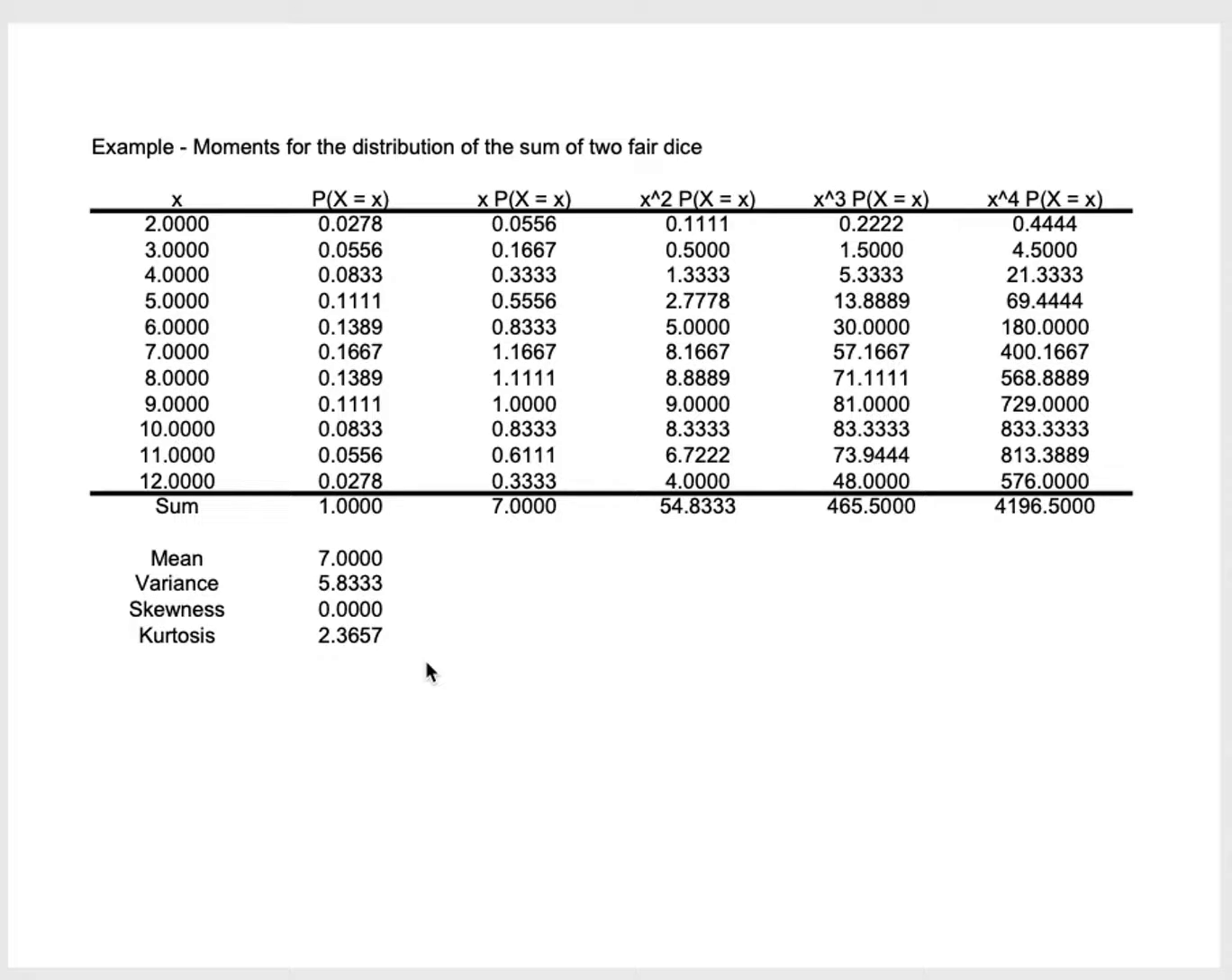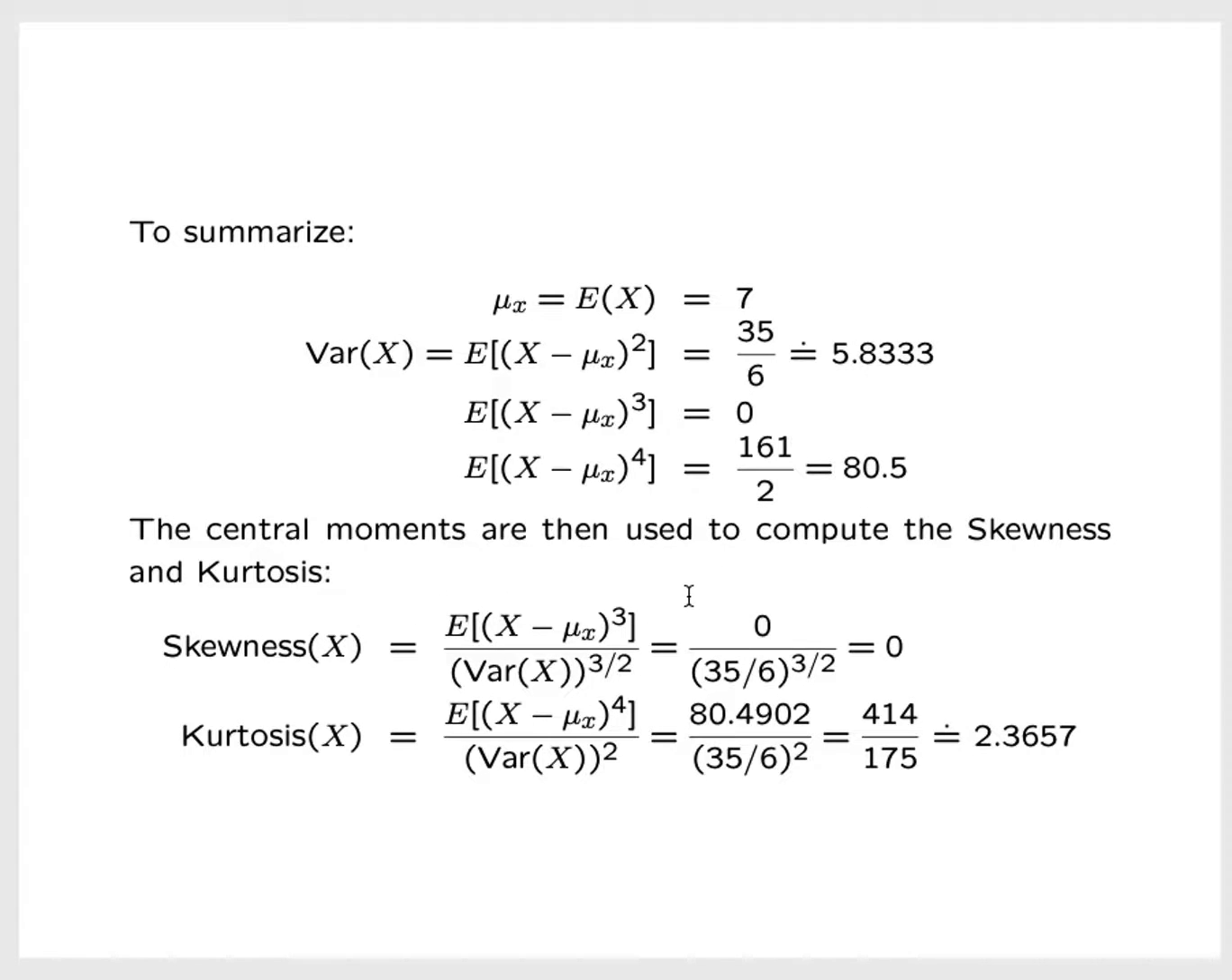Okay, so that's it for this example. I guess we've got one more slide here. So just wrapping things up, to summarize, the mean of the distribution is 7. The variance is 5.8333. The third central moment is 0. The fourth central moment is 80.5. From these last three quantities, we get the skewness and kurtosis, the skewness being 0, which again tells us quantitatively that the distribution is symmetric about its mean.